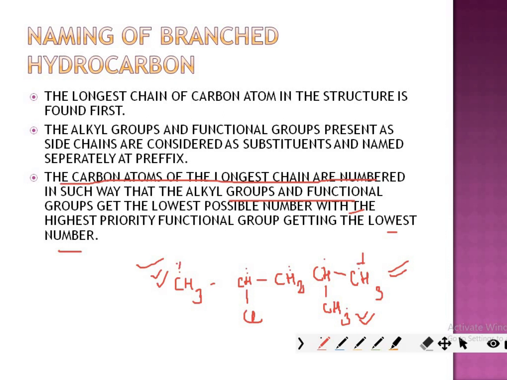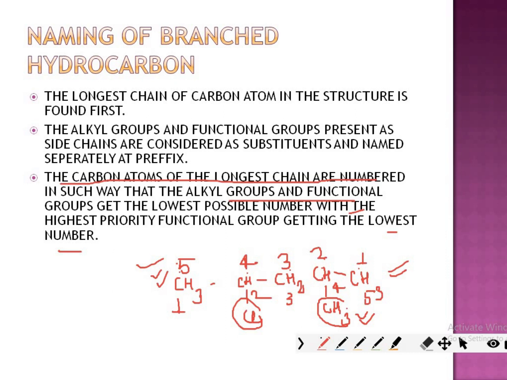Okay, so I will first number it from here: 1, 2, 3, 4 and 5. So I have 5 carbons in this chain. Now see here, we have a methyl group at the second position and a Cl group at the fourth position. Now if I number from this side, what will happen? 1, 2, 3, 4 and 5. If I number from this side, the Cl group will be at the second position and methyl at the fourth position. Now which one should I choose?